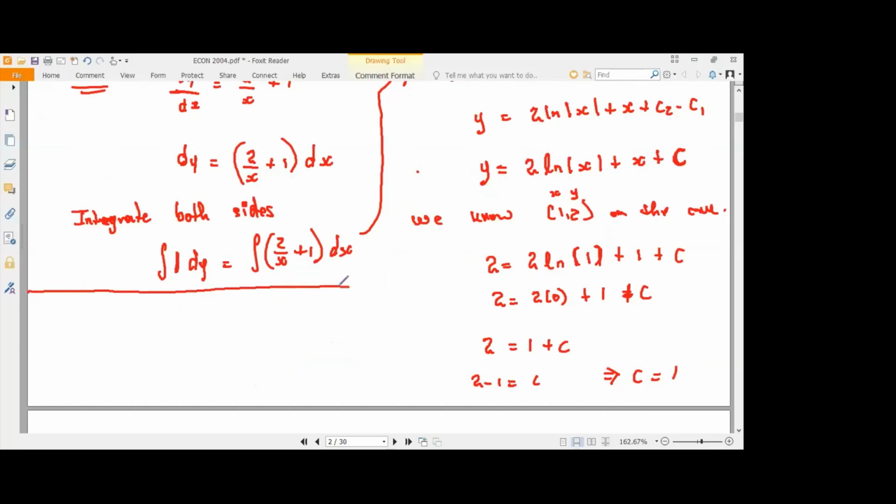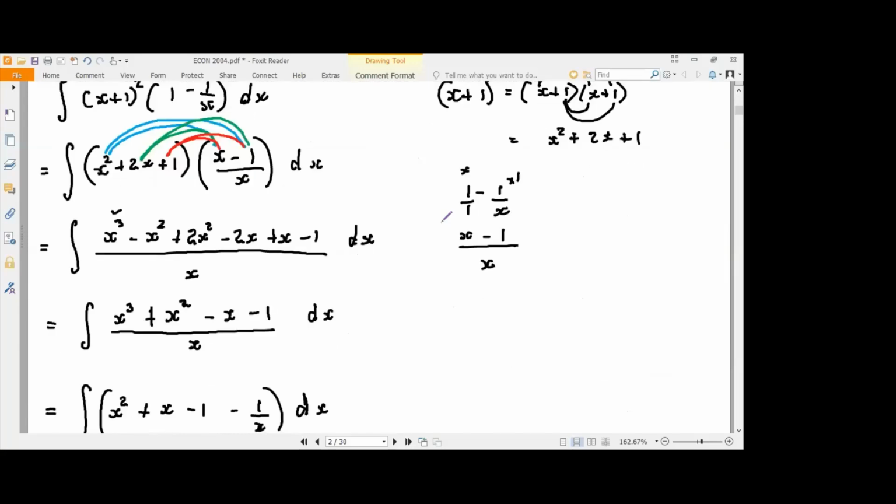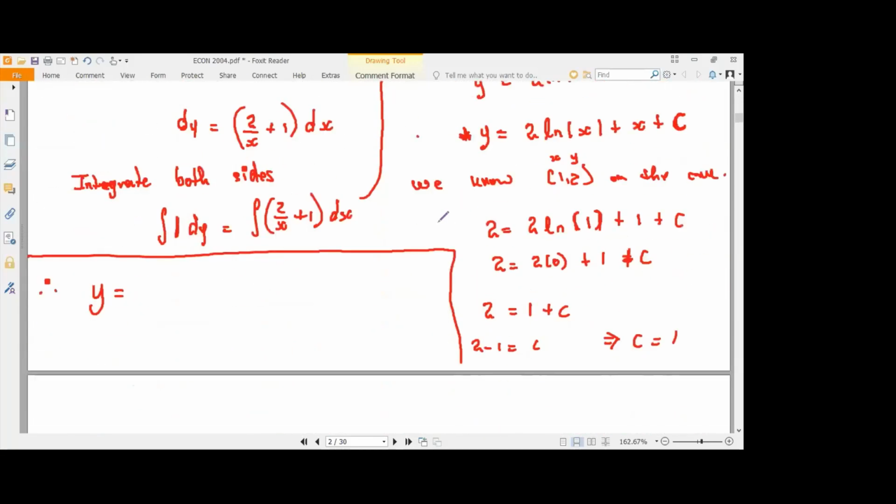So the actual equation of the integral curve, therefore, y is equal to, from this equation that we had up here, we now find what the value of c is. So we know the actual integral curve. Because remember, I was demonstrating to you earlier that with the integral curves, it depends on the value of c. Once we have that value of c, then we know what the actual curve is. So the actual curve now is y is equal to 2 ln mod x plus x, and then we know the value of c to be plus 1, and that's how you get that done.